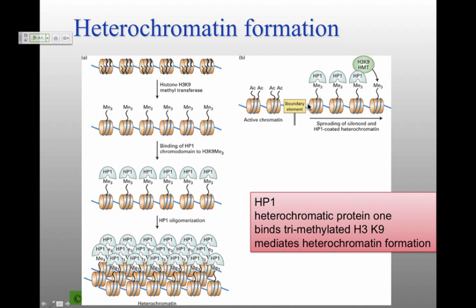Now what's interesting is that if you had all this heterochromatin forming all the time, it turns out that there's a feedback loop that goes with this. Once you have methylation, you get more methylation. You end up with spread of heterochromatin.